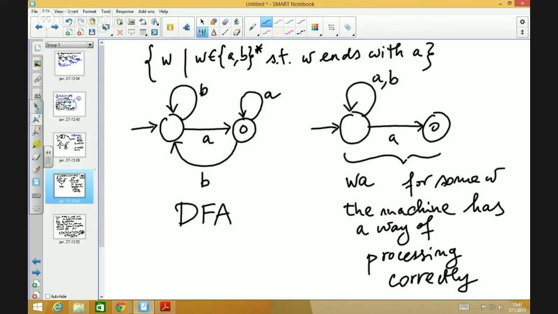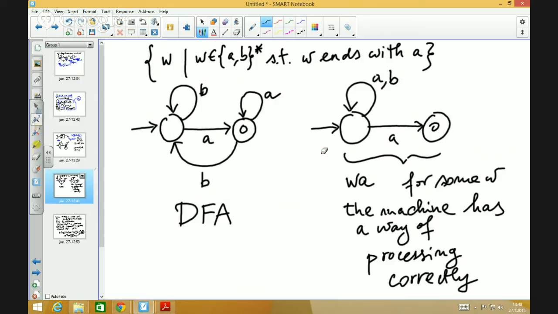Okay? So that's the idea. The idea is, every time you read an input symbol, you may have many different ways of processing that symbol, but if there is a way of doing it right, the machine will accept. So the machine will not accept an input string if it has no way of processing it right.